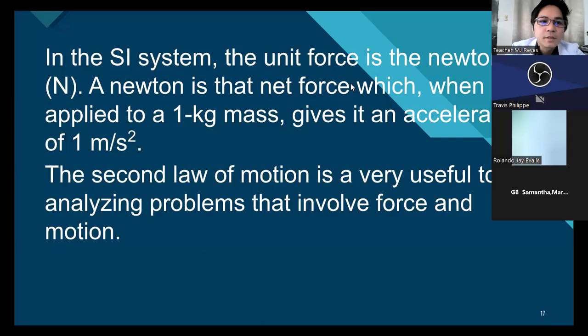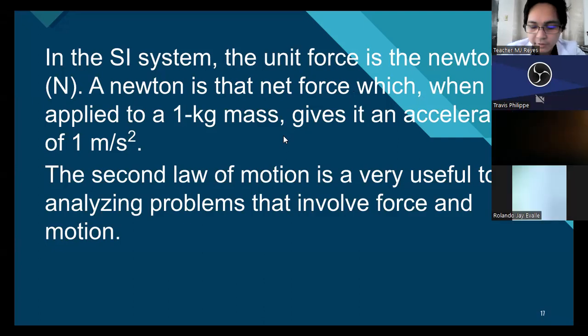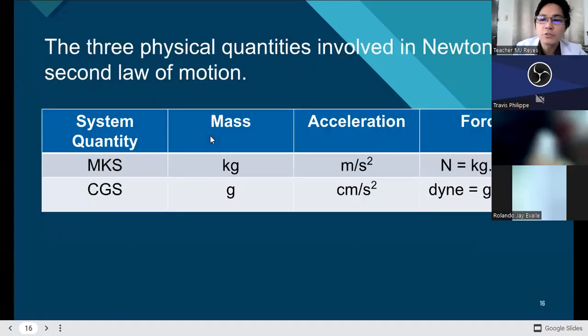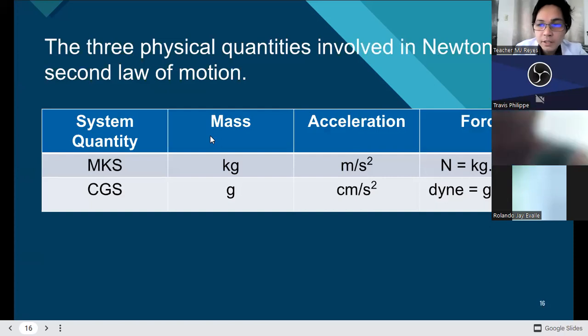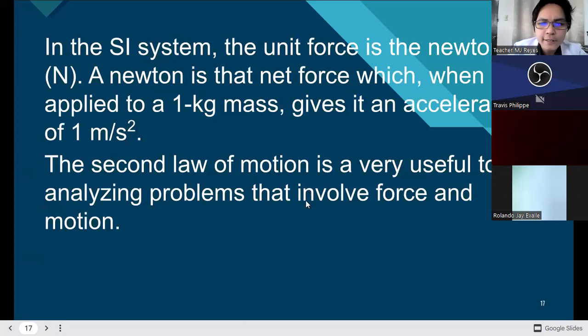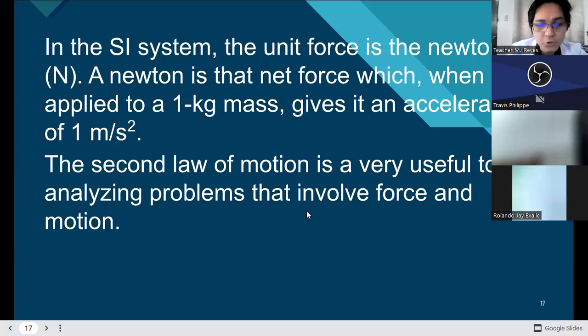Yes, RJ, correct. In the SI system, or international system of units, the unit of force is the Newton, which is N. A Newton is that net force which, when applied to a 1 kilogram mass, gives it an acceleration of 1 meter per second squared. So this is the explanation why 1 Newton is equal to 1 kilogram meter per second squared. The second law of motion is a very useful tool in analyzing problems that involve force and motion.